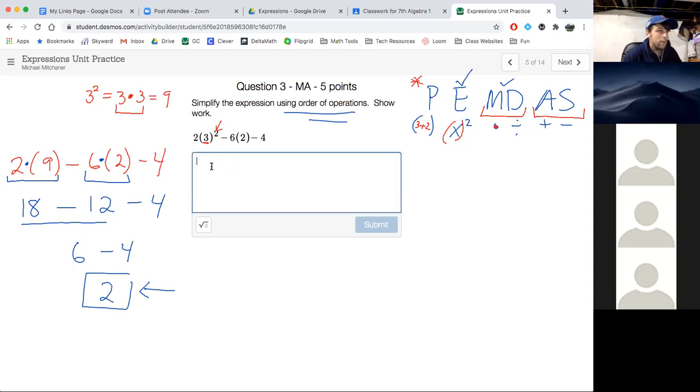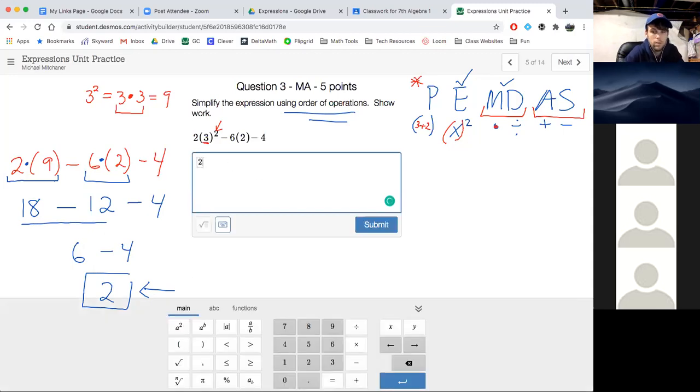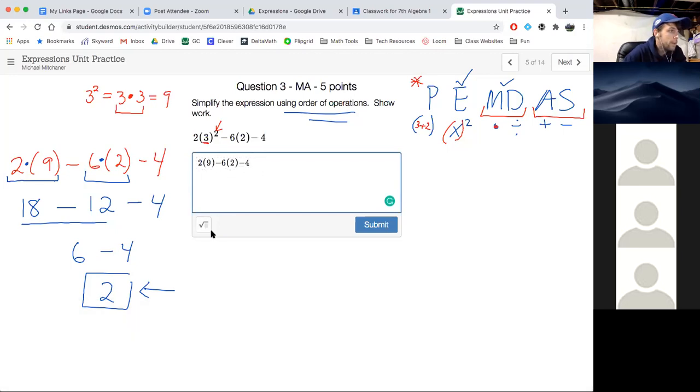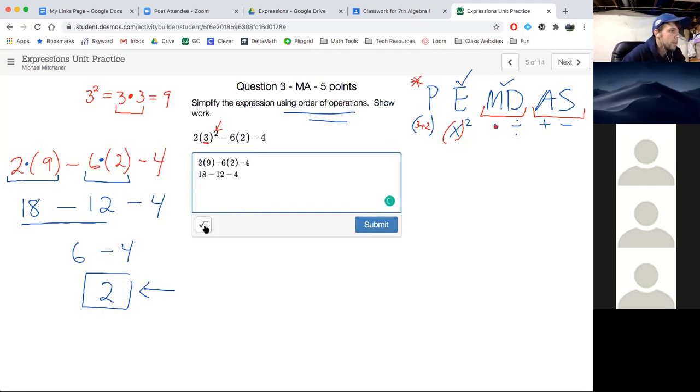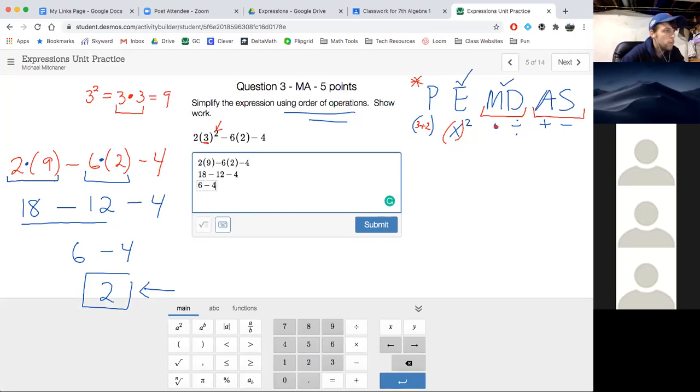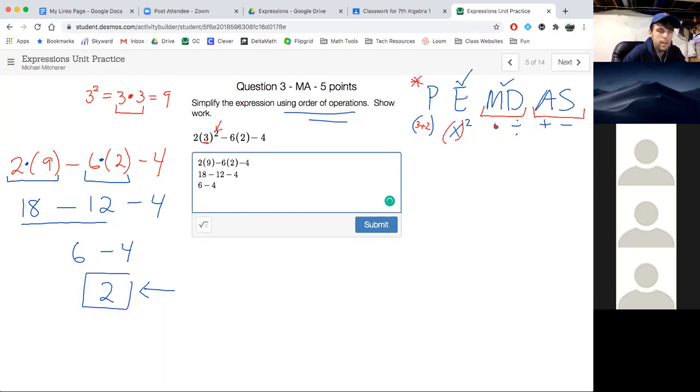And remember, let's show all our work. So let's show all of these steps here. We don't need to do the lines and stuff, but we can show all the steps that we were doing. So it's 2 times 9 minus 6 times 2 minus 4. My next line, new equation, I have 18 minus 12 minus 4. Next line, 6 minus 4. Last line, 2.